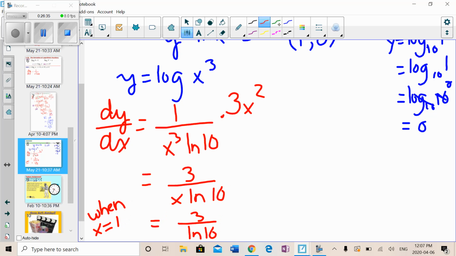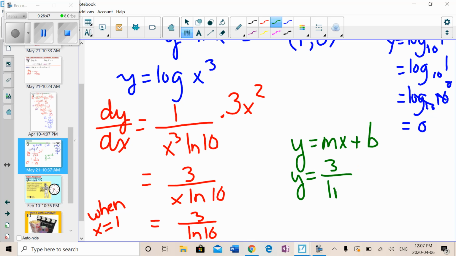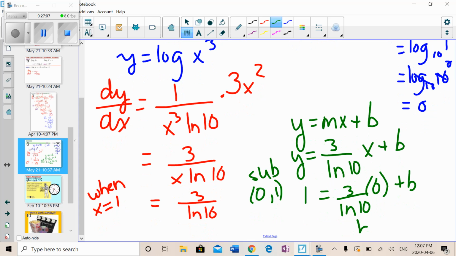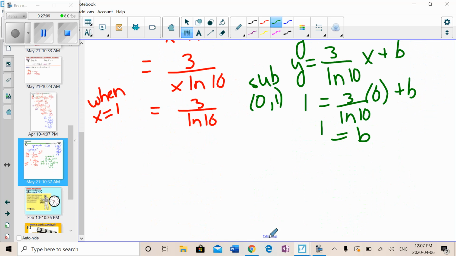So y equals mx plus b. I'll do this in green. So y equals mx plus b. We just figured out the slope is 3 over ln 10. I mean, if you really want a decimal for that, you could, but why not just leave it as 3 over ln 10? And then you're going to sub in your point, so we're going to sub 0, comma 1. So you've done this a million times. So 1 equals 3 over ln 10 times 0, thank goodness. And so b obviously comes out to 1. And your equation is y equals 3 over ln 10 x plus 1.